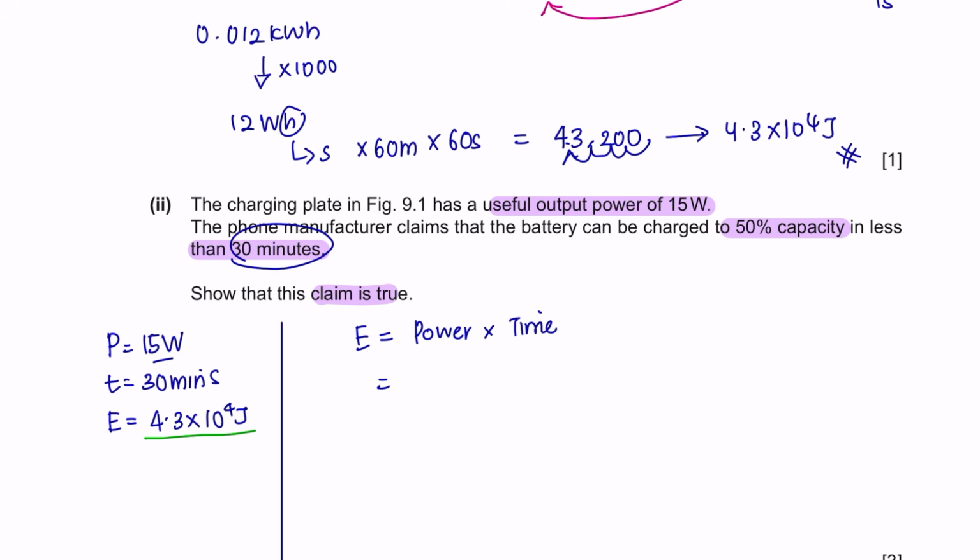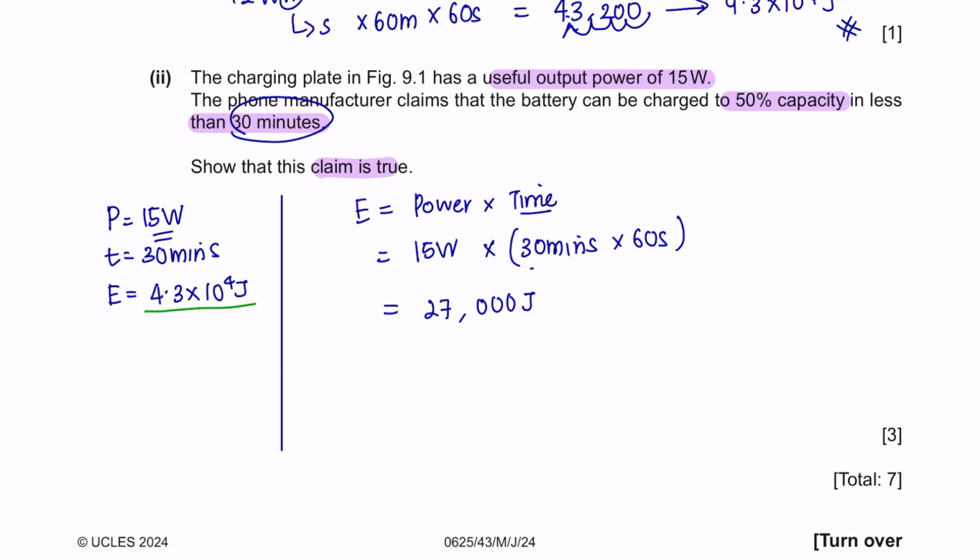So the power is already given to us, which is 15 watts, and the time here is 30 minutes. But don't forget to convert this into seconds, so we're going to multiply it by 60 seconds, giving us a value of 27,000 joules. So this is the amount of energy which is being transferred in 30 minutes.